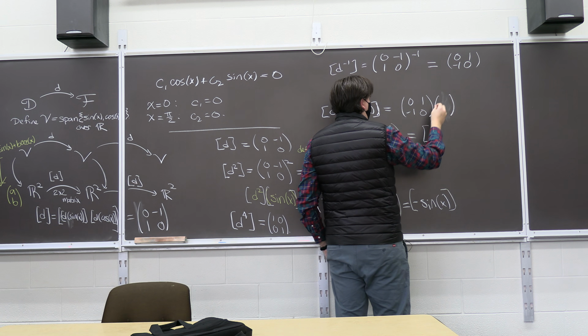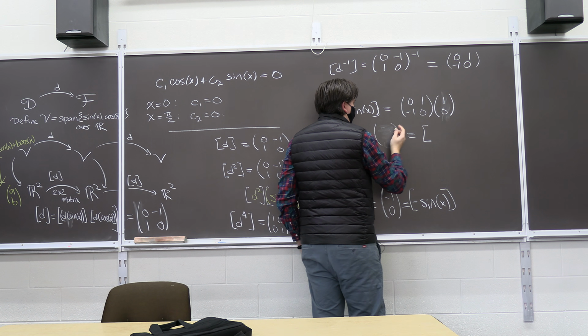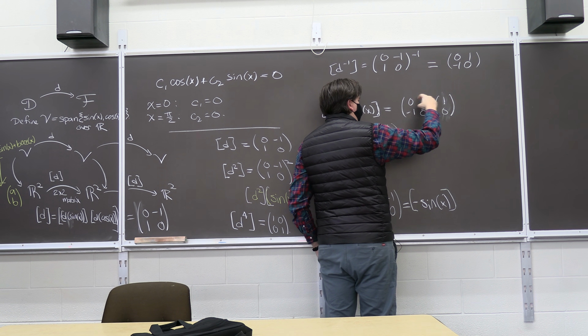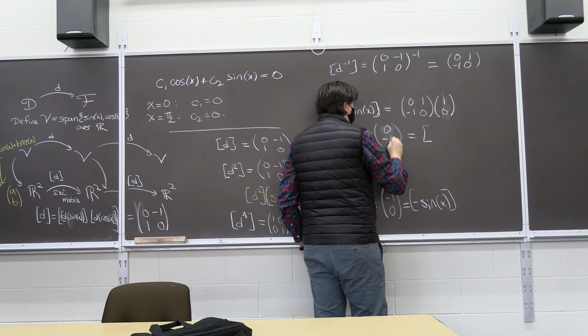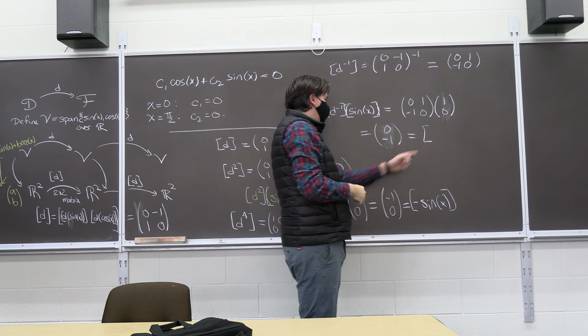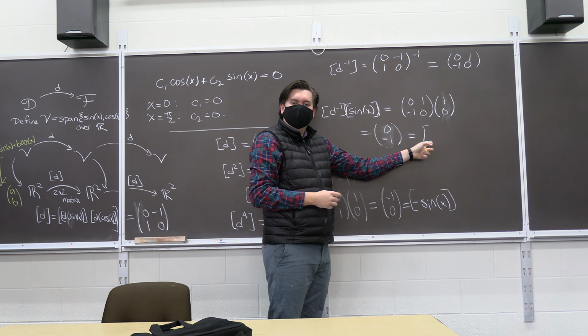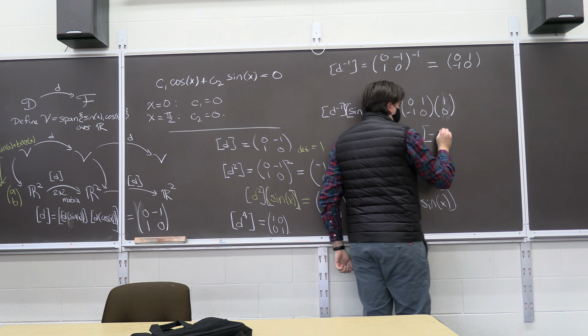Oh, this is correct. 1 times 0 is 0. Yeah, so this gives you 0, and on bottom you get negative 1. Good, 0, negative 1. And that's the vector corresponding to what? Negative cosine.